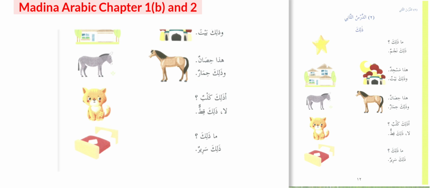Azalika qittun. Azalika kalbun. Is that a kalb? Is that a dog? La. Zalika qittun. No, that is a qitt. That is a qittun means kitty. Ma zalika. What is that? Looks like a sarir. Zalika sarirun.